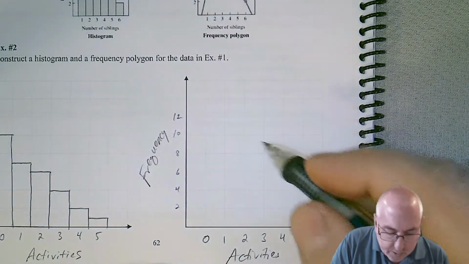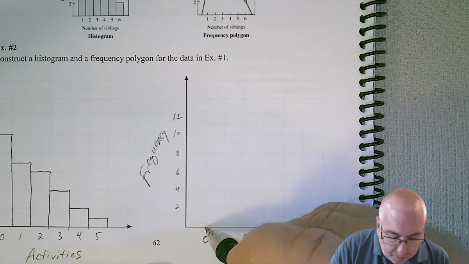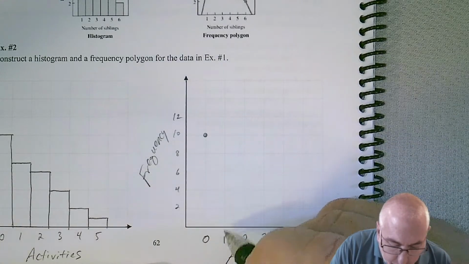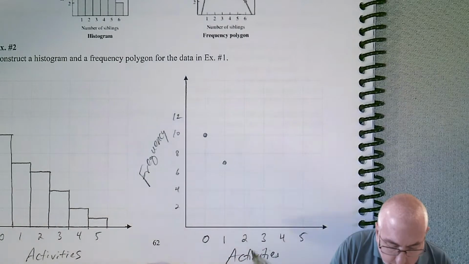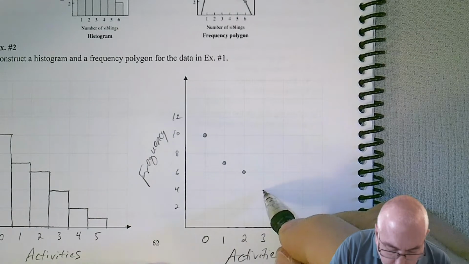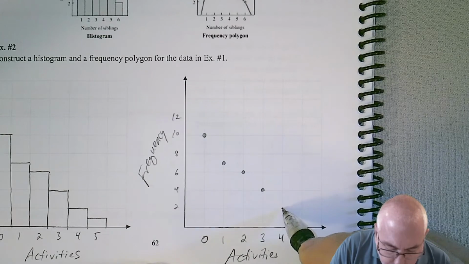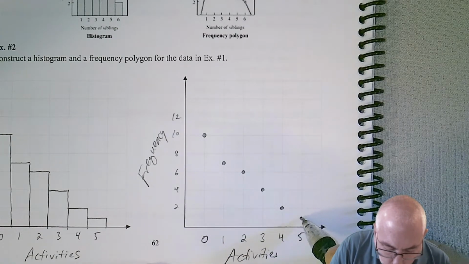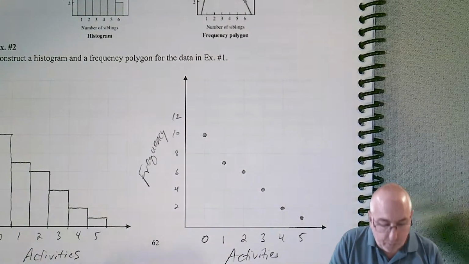Now, instead of drawing bars though, we want to just plot points. Above the 0 and across from the 10, we'll put a dot. Across from the 1, we want to get up to 7. 2, we want to get across from the 6. 3 across from the 4. 4 across from the 2. And 5 is across from 1. So there's our dots. Now we want to connect the dots.